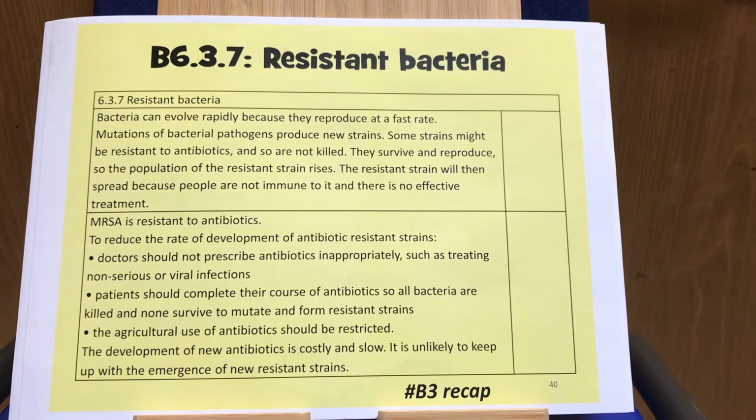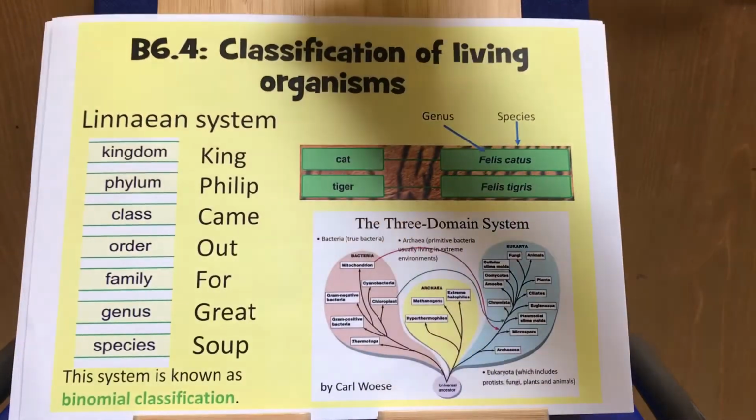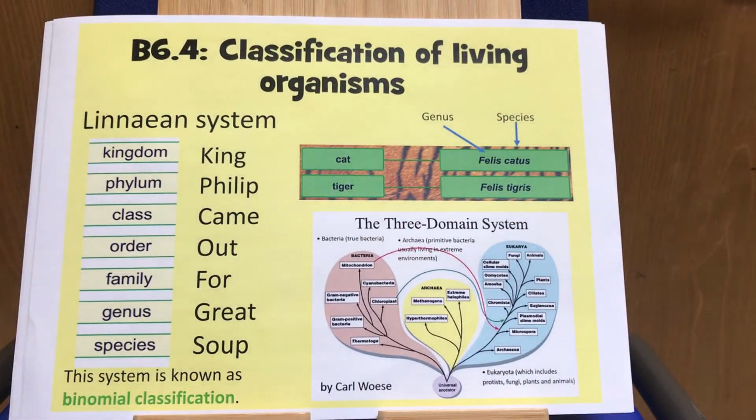Okay, last slide. Classification of living organisms. There were 2 guys, called Carl Linnaeus and Carl Woese. Carl Linnaeus came up with the Linnaean system of classifying living organisms. This is the one we're familiar with, where we start off with all living things, and then we've got our animals and our plants, and we go into the animals group, and we've got our vertebrates and our invertebrates, and so on. What we need to remember for the Linnaean system is King Philip came out for Great Soup, and every level as it branches more and more specifically has a level.